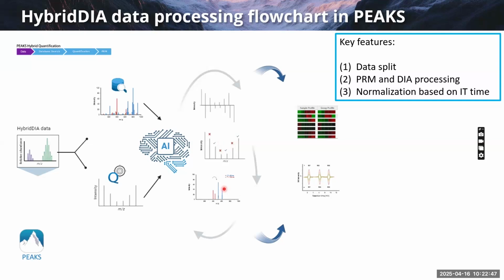And then, since we mentioned before, in the hybrid DIA, the ion injection time is adjustable, it's tuned. So to compare the result more fairly, we will do the normalization based on the ion injection time to get the final result. And in the final result, we'll give you 2 parts. For the quantification result, we'll give you part 1 for the DIA quantification, and then the result for the PRM quantification. So this is the basic idea.